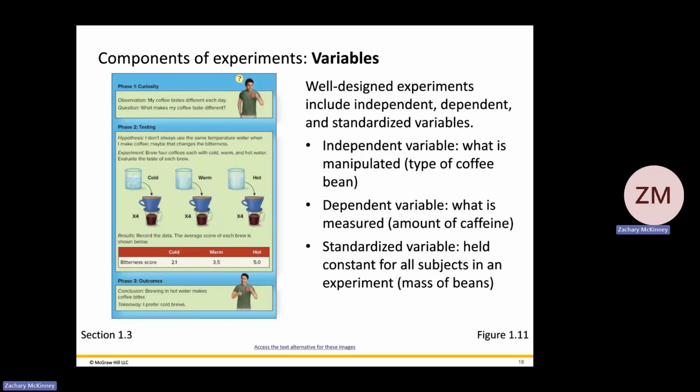So any kind of variable can be changed, but you want to make sure that you're very clear about what it is that you're changing, and then what it is that you're keeping the same. You're only changing one thing here, everything else stays the same. So standardize the mass of the beans, the amount of coffee that you're putting in each one, the amount of time that you're letting them brew for, the amount of creamers or milks or sugars that you add in. All of those things would be standardized.